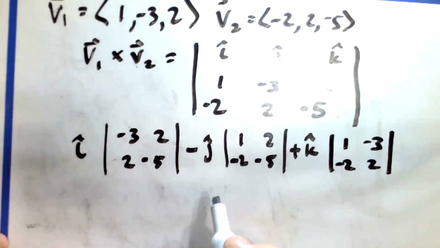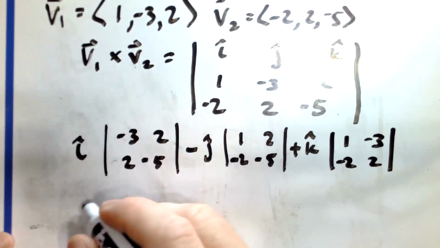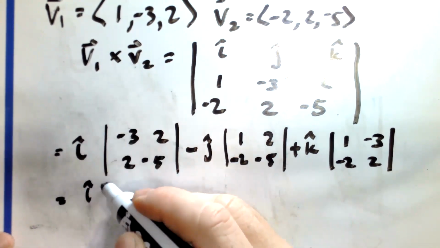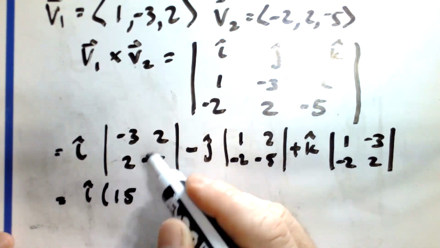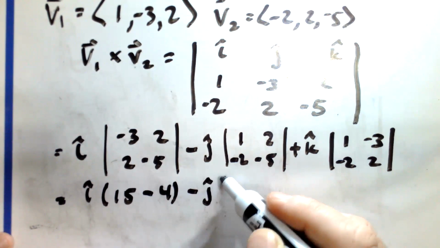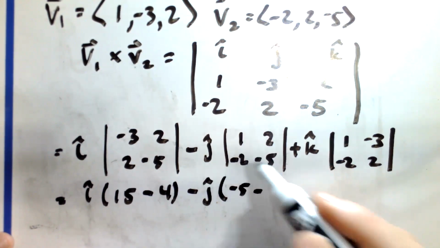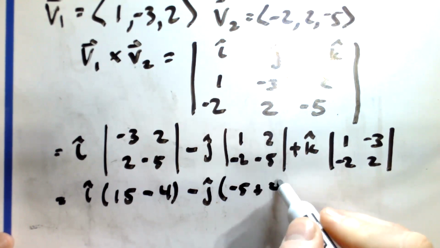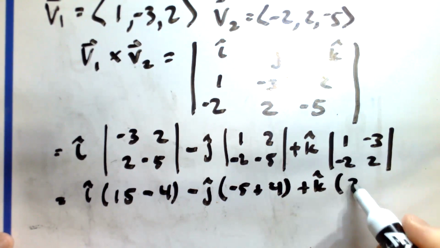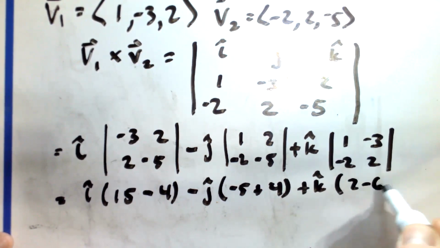Okay. And now you take the determinant of each of these 2 by 2s. And so you go in the I hat direction. I have negative 3 times negative 5, which is positive 15, minus 2 times 2, which is 4, minus J hat. 1 times negative 5 is negative 5, minus 2 times a negative 2 is a positive 4, plus K hat. I have 1 times 2, and then minus a negative 3 times a negative 2 makes a minus 6.